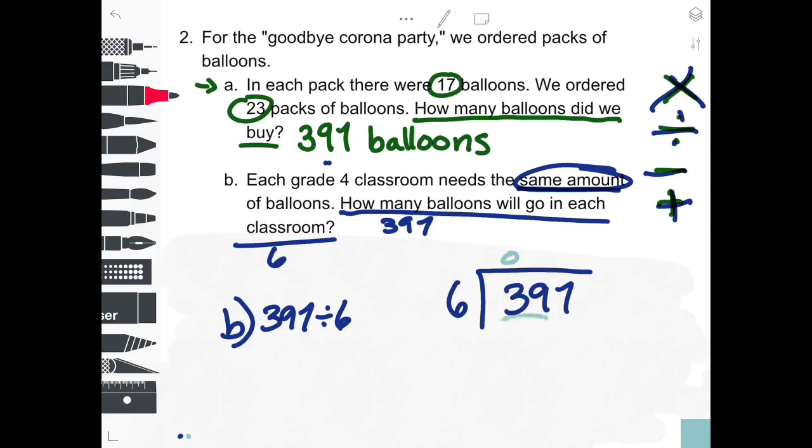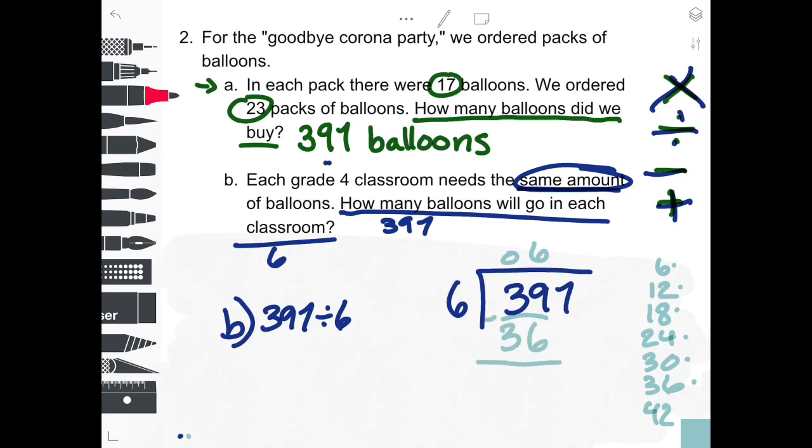Zero 6's go into 3. So how many 6's go into 39? This is where I can skip count. 6, 12, 18, 24, 30, 36, 42. Oh, too high, 39. So I need to make sure I'm below 39, so that would be 1, 2, 3, 4, 5, 6. So I put 6 up here.